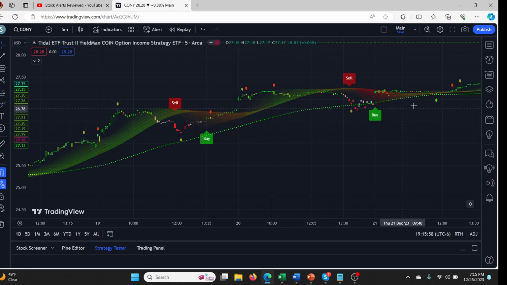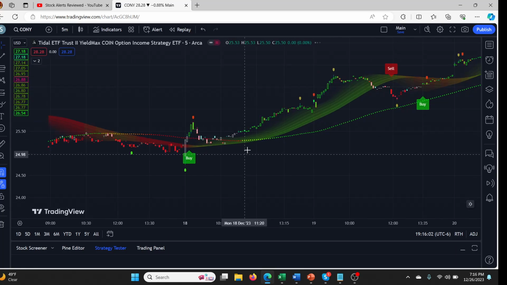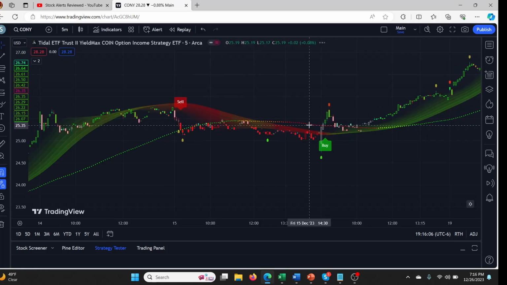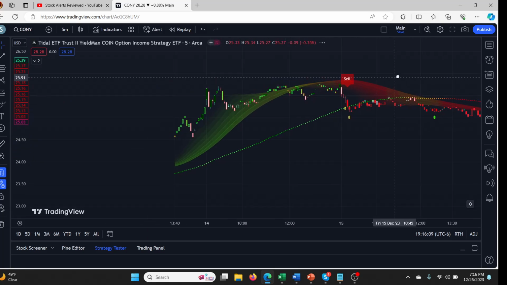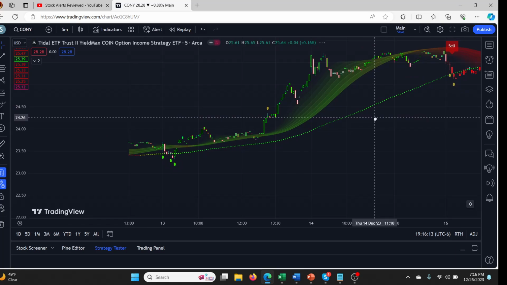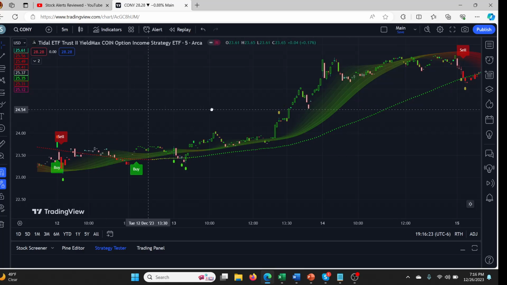So the buy signals are working pretty well. Sell signals are faking out, which is what you'd expect. Here's another good buy signal. Sell signal really just went flat here and just couldn't overcome the market just ramping up. This is looking back into early December. So yeah, good buy signal here. So overall, I'm actually impressed on the 5 minute with CONY with this low liquidity. That's pretty good. Pretty good.